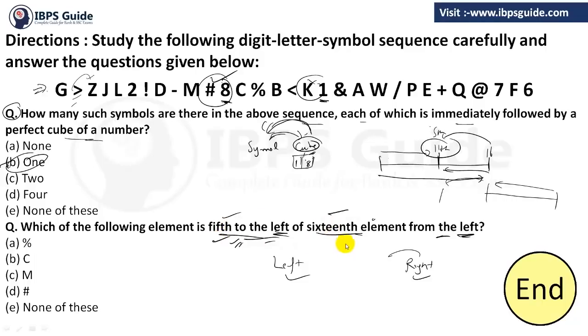So 5th to the left of the 16th element means we have to subtract 5 from 16. So it will be 11 from the left hand. So just see the 11th from the left hand: 1, 2, 3, 4, 5, 6, 7, 8, 9, 10, 11. That is hash. So option number D. Clear? So right now I am explaining how to solve such questions. But when you apply such tricks and try to solve the question, you can easily solve them within 20 seconds. Clear? So now moving on to the next questions.